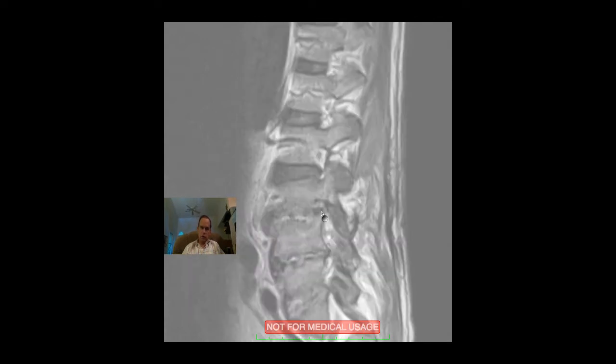So here you can hardly see any fat around the disc. Here you can see hardly any fat in the neural foramen around the nerve root, and here would be the L3 vertebra. So at L3-4 we have the L3 nerve root exiting the L3-4 neural foramen, going under and out under the pedicle and then out laterally.